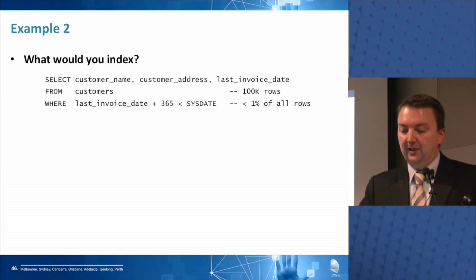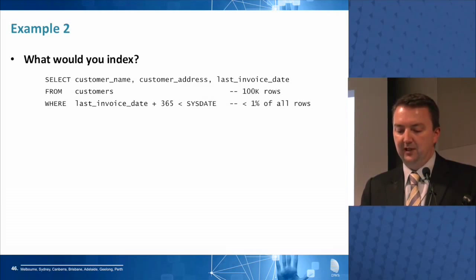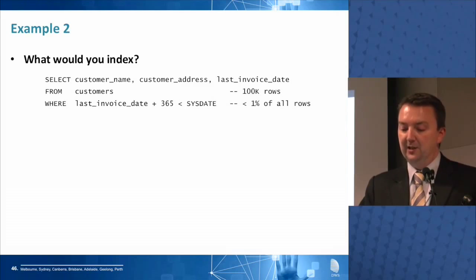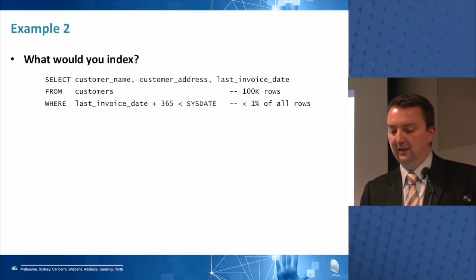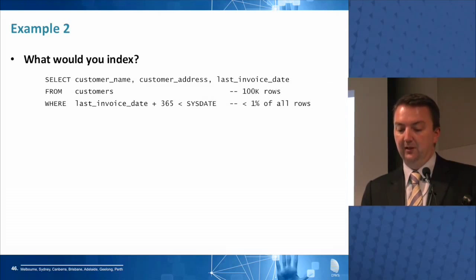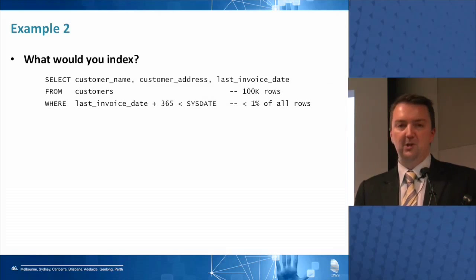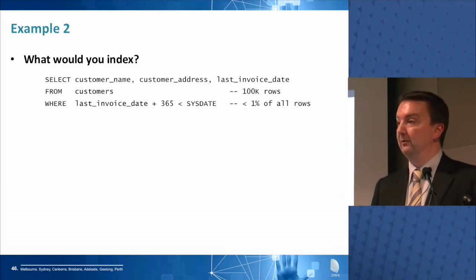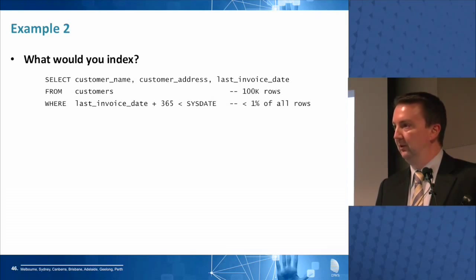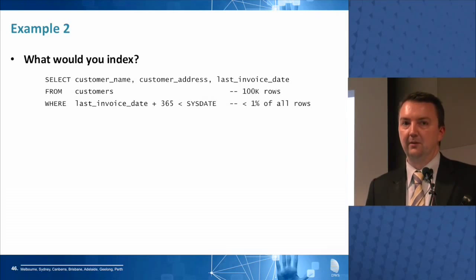Similar sort of SQL here. Customer name, customer address, last invoice date from customers. This time where my last invoice date plus 365 is less than today. So I'm interested in customers that haven't been invoiced in the last 12 months. Most of my customers are active, so only 1% of 1% of my customers haven't been invoiced in the last 12 months at all. So what would I index here?